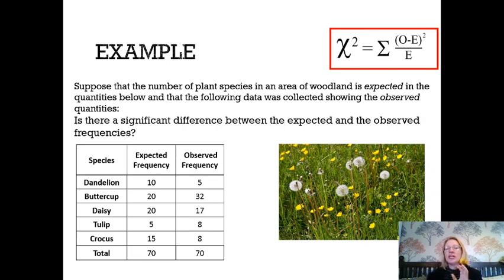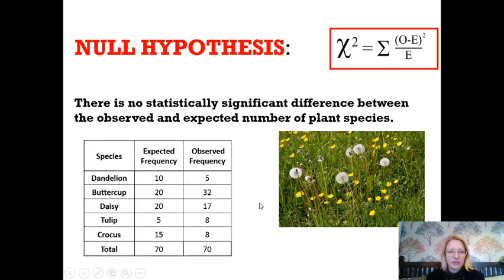So the example that we've got is we're looking at a woodland area and we've got some expected values just here, and we've got observed values of the frequency of each of these different plants in a particular area. And that's what we're going to be looking at. We're going to be looking to see whether there is a significant difference between what we expected to find in that area and what we did actually find in that particular area. So first of all, we need a null hypothesis. So here, the null hypothesis is that there is no statistically significant difference between the observed and the expected number of plant species.